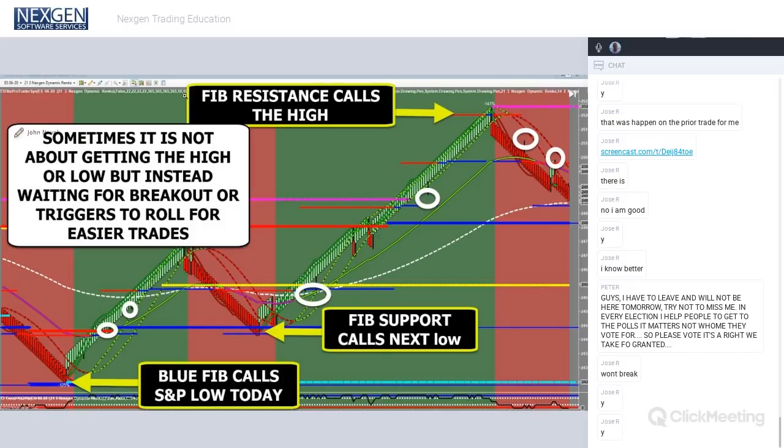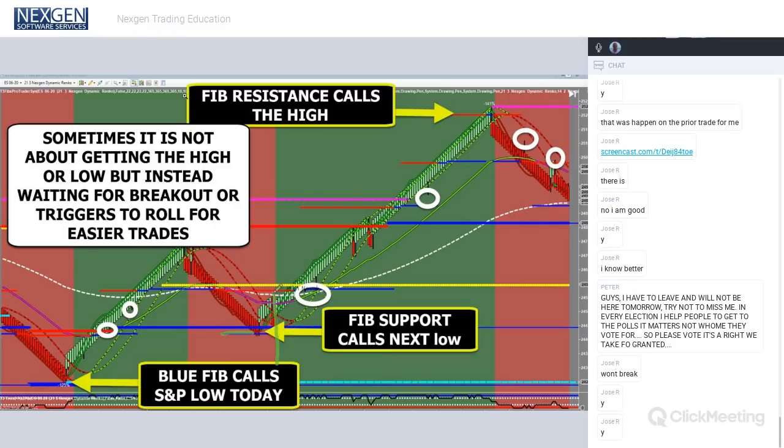It's not about buying the high or the low all the time. It's about getting in after the fib holds and then the triggers roll. Or after a red fib breaks and the triggers are sustained strong up. And ultimately it's about knowing when to stop at a fib because the triggers didn't get past it. And you're not necessarily trading the fib itself. You're trading either a breakout of that fib or a rolling of the triggers, right?